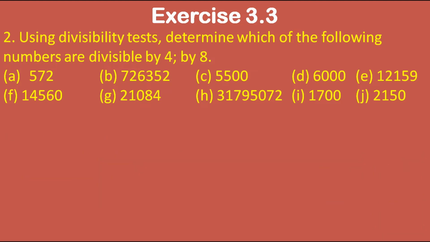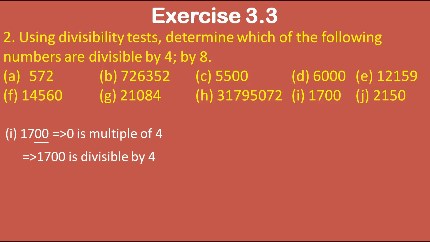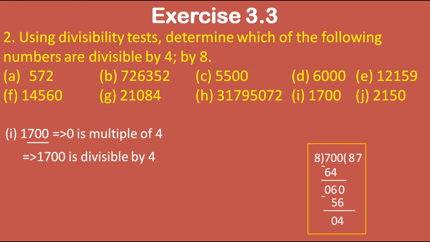Okay. Now, let's move to the next one. That is 1700. As we know, 0 is a multiple of 4. Therefore, the number is divisible by 4. Okay. Now, we have to check the number formed by last three digits. That is 700. Let's divide this 700 by 8. 8 8s are 64. 70 minus 64 gives 6. 0 came down. 8 7s are 56. We are getting 4 as a remainder. Therefore, the number is not divisible by 8.